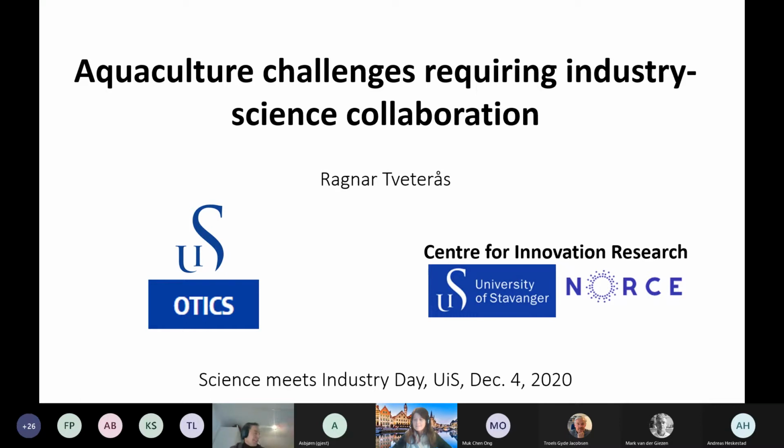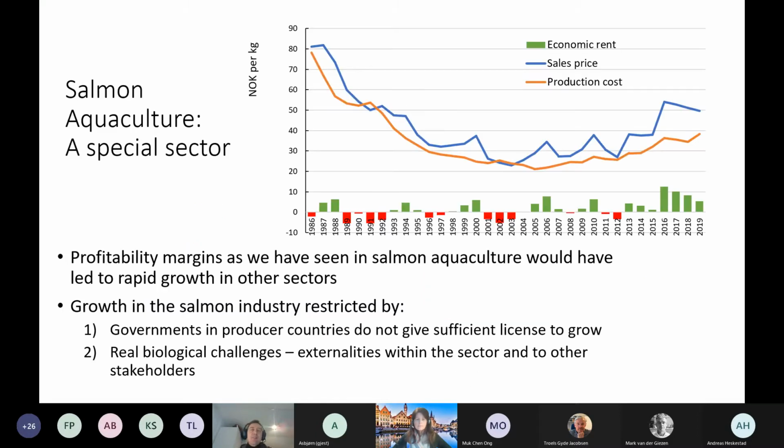So the task I got today was to talk about challenges that require industry science collaboration. So I'm going to paint with a pretty broad brush and go rather quickly through some issues and end up with some areas that are candidates for collaboration. So it's a very special sector.